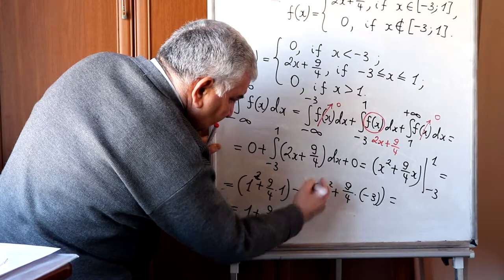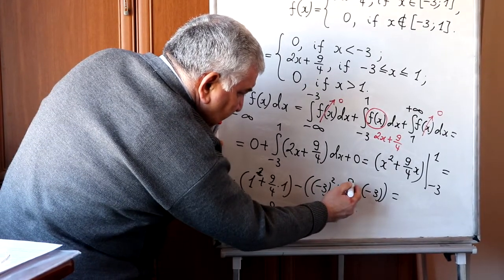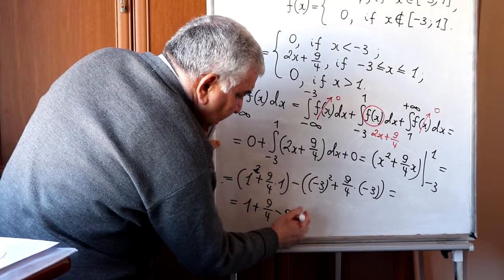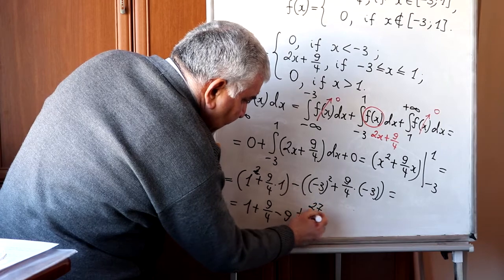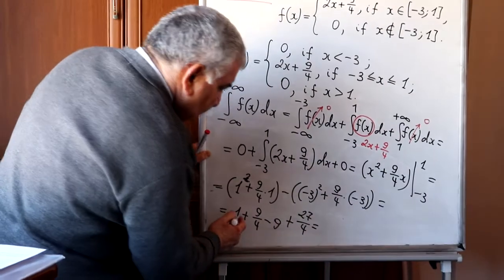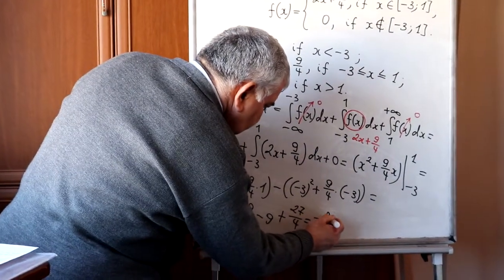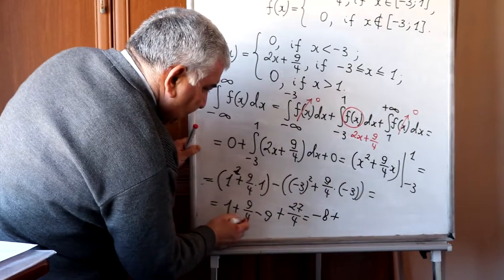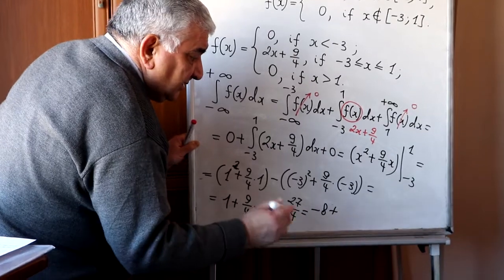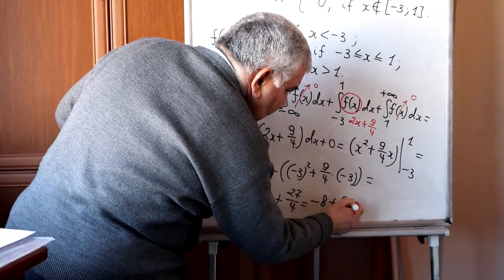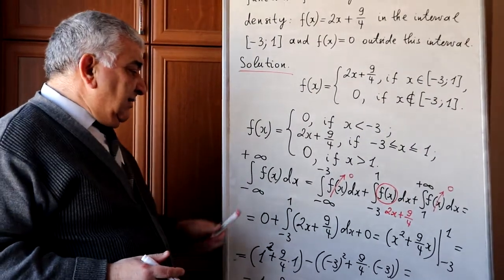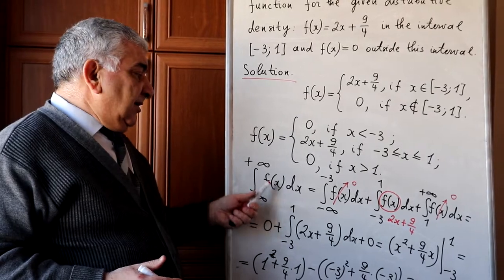1 plus 9/4 minus 9, minus 27/4, and minus gives plus 27/4. Here we collect the similar terms. 1 minus 9 is -8, and 9/4 plus 27/4 is 36/4, which is 9, and the sum is equal to unit. Already we verified the main probability equality.